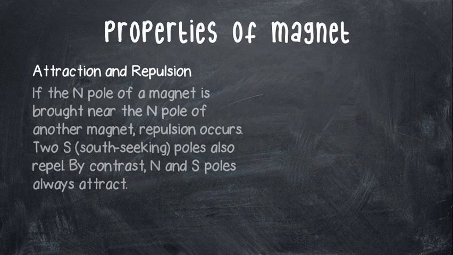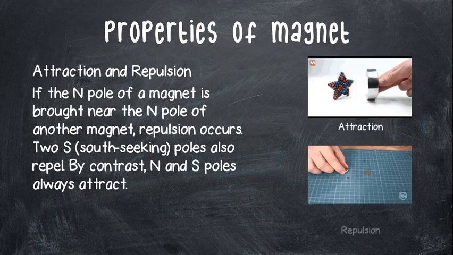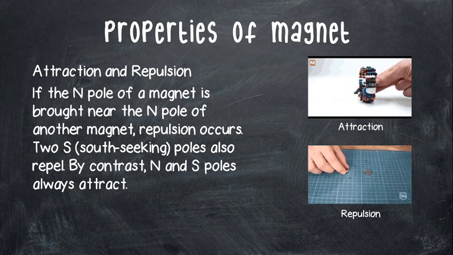And then attraction and repulsion. If the end pole of a magnet is brought near the end pole of another magnet, repulsion occurs. Two S poles also repel, so it means the same poles will repel. By contrast, north and south poles always attract. And here is the animation of attraction and repulsion.